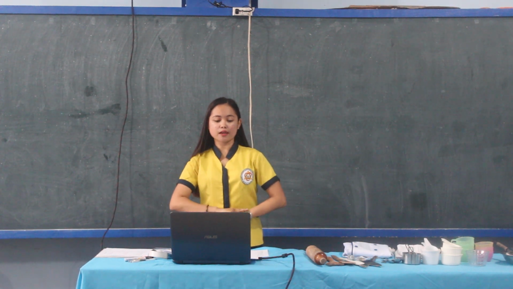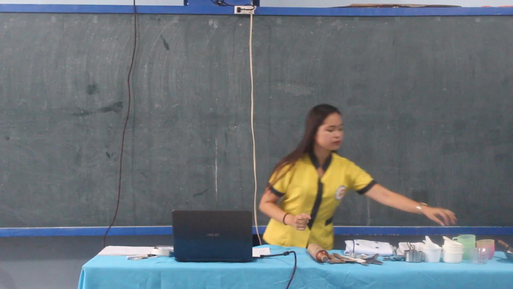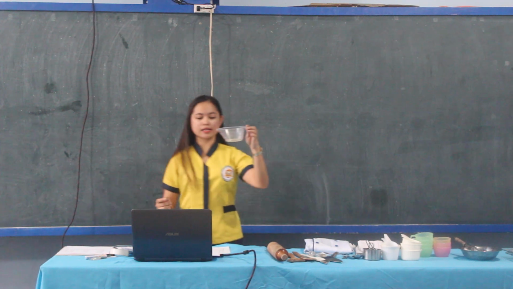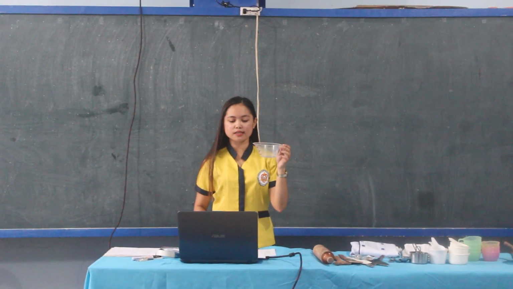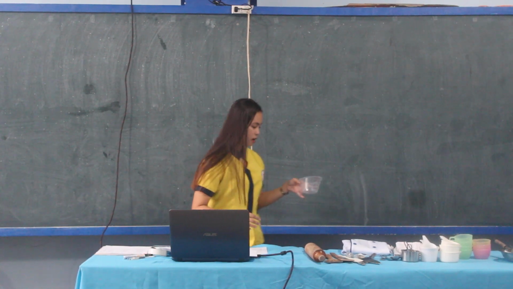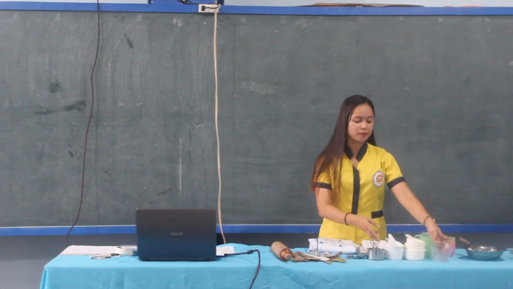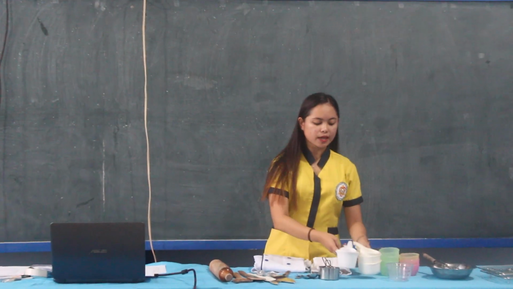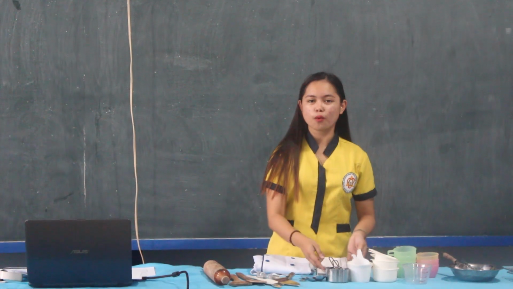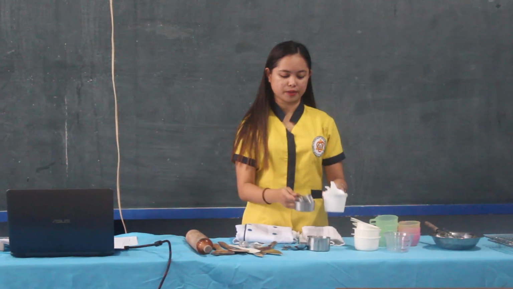For the liquid measuring cup, here is an example. It is used for measuring our liquid ingredients like water and milk. On the other hand, when we talk about dry ingredients, we have here the dry measuring cups. They are used for flour, white sugar, and brown sugar.